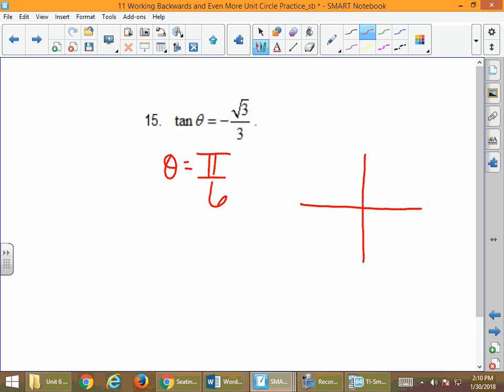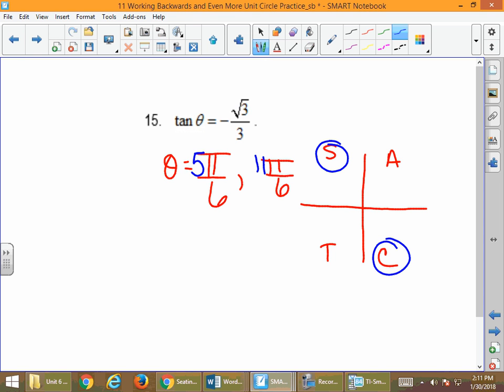But as we take a look at our picture here, all students take calculus, we need to be in the quadrants where tangent is negative. Tangent is positive in the 1st and the 3rd, so we need a pi over 6 angle in the 2nd quadrant, which happens to be 5 pi over 6. We also need a pi over 6 angle in the 4th quadrant, and that is 11 pi over 6. If we were to calculate out those values, tangent of 5 pi over 6 is negative the square root of 3 over 3, and tangent of 11 pi over 6 is negative the square root of 3 over 3.